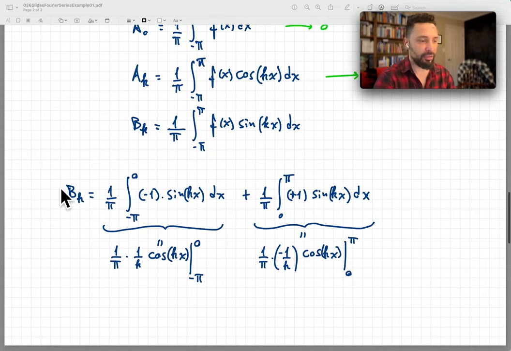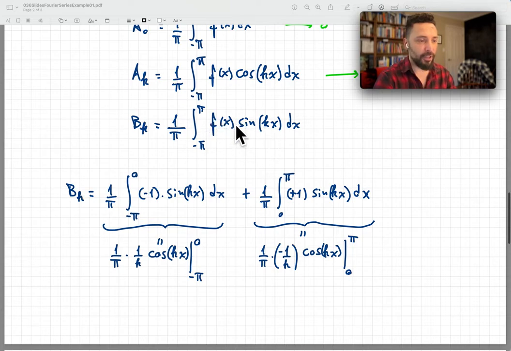And that's just the task of doing the integral. Our function takes on values -1 between minus pi and 0, and so we put the -1 there. We split the integral into two parts, from minus pi to 0, where we have -1, and then from 0 to pi, where it takes on the value +1. And so we do the two integrals separately. But it's really the same integral, because this -1 is just along for the ride.